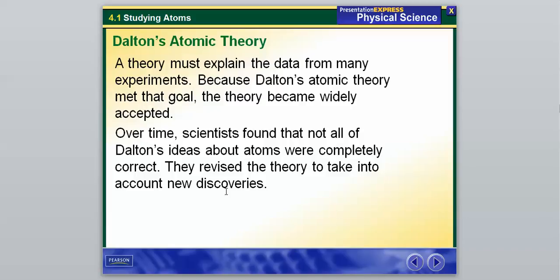A theory does not have to be 100% correct all the time. We've learned that if it was 100% correct, they would have called it Dalton's atomic law. But it is a theory. It brought together the data from many experiments and has the ability to be revised. So that is why it is classified as a theory.